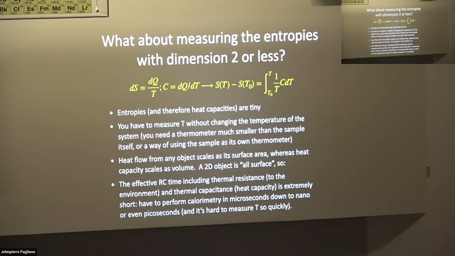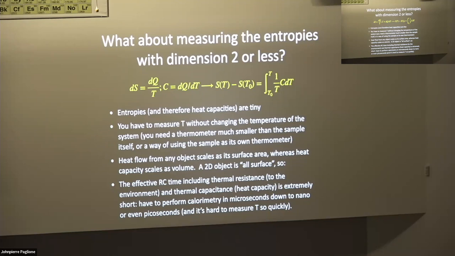For example, if you're trying to measure the temperature, you need a way of measuring temperature that won't disturb the temperature of the system. If you try to use some external thermometer, that thermometer has got to be also tiny, or else the thermometer itself is going to affect the system. Or you can try to use the sample itself as a thermometer, which comes with its own challenges. Anyway, this is one of the hard parts.